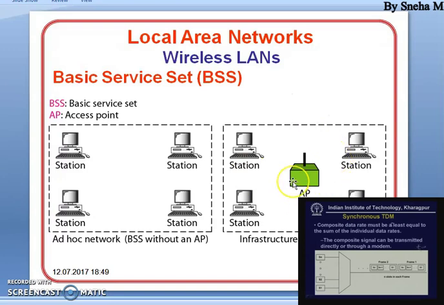If you have an access point, then all the stations which are part of this particular BSS agree to send and receive data through the access point, which can in turn send or receive data from other BSSs which have access points. So both architectures are there in BSS. The options are there. One, without AP, is called an ad hoc network. With AP is sometimes called an infrastructure BSS.